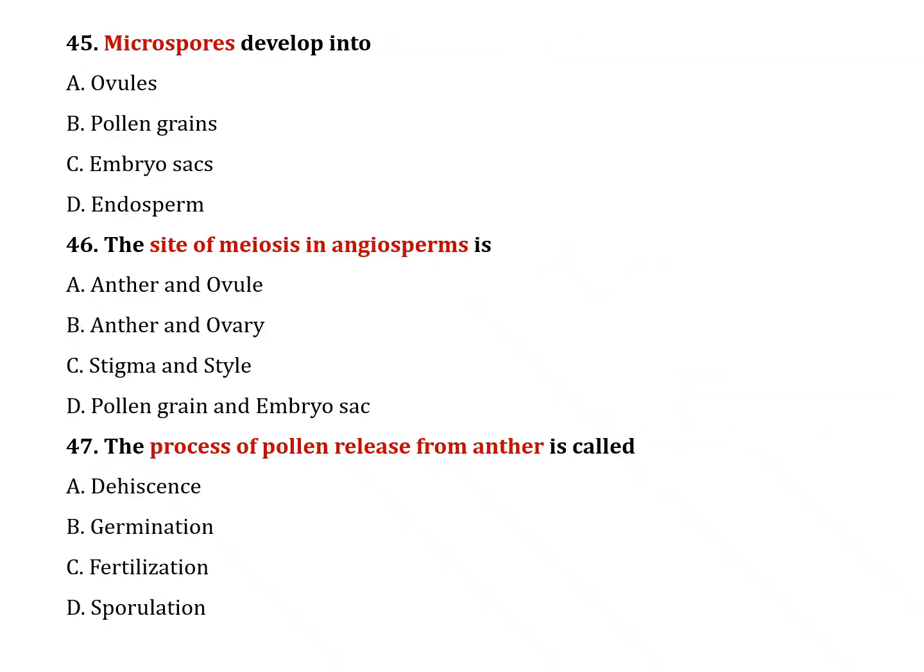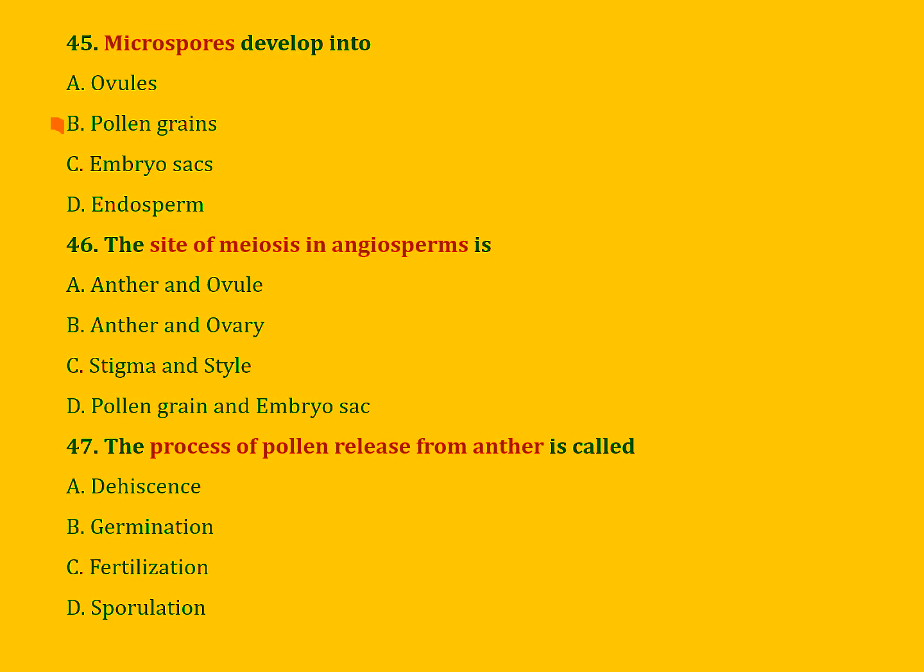The next question, number 45. Microspore develops into: option A, ovules; option B, pollen grain; option C, embryo sac; option D, endosperm. Correct answer is option B, pollen grains.